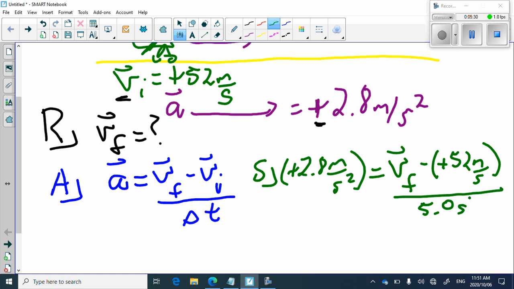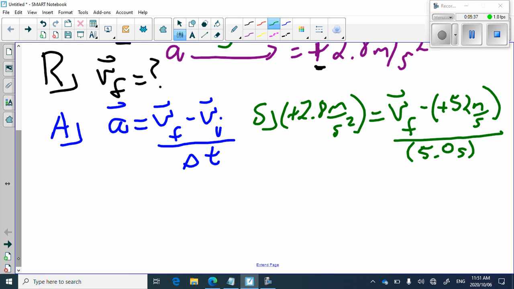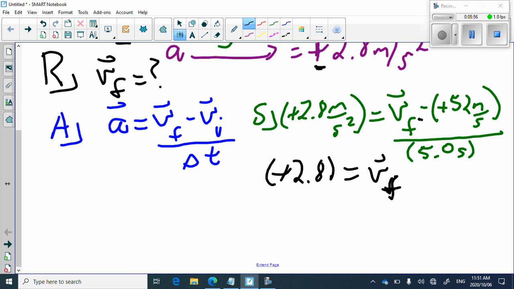5 seconds. There it is. Okay. Now, if that looks confusing to you, you can take a little detour here and do this. Watch. You can say, I'm just going to worry about the numbers. Okay. Positive 2.8 equals velocity final. Minus, look, the minus and the positive give me minus 52. Okay. All over 5. So it looks cleaner, right?